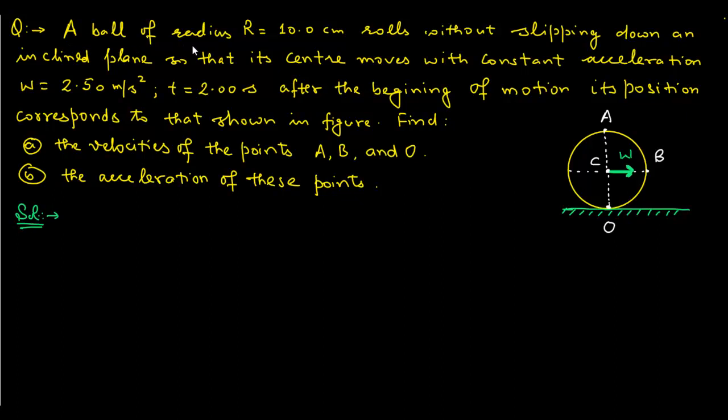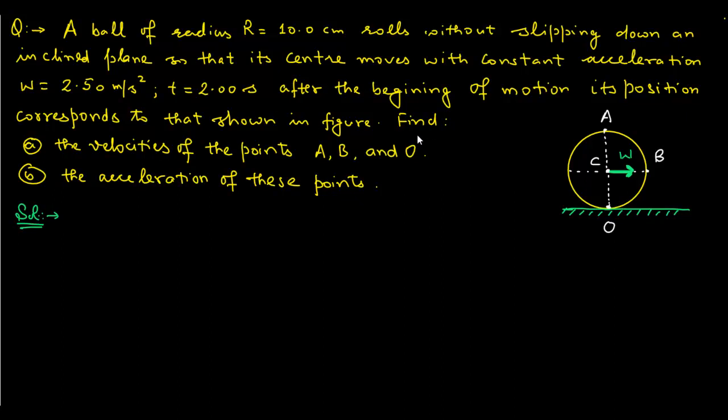A ball of radius r equal to 10 centimeter rolls without slipping down an inclined plane so that its center moves with a constant acceleration w, that is 2.50 meter per second square, and at t equal to 2 seconds after the beginning of motion its position corresponds to that shown in the figure. So this is the figure in which this situation is shown.